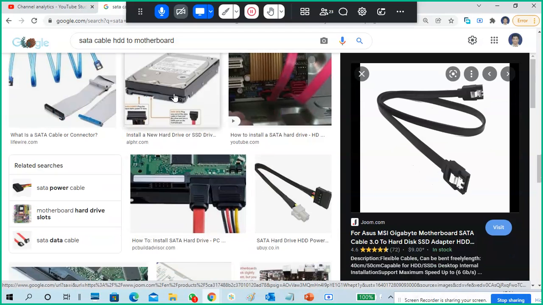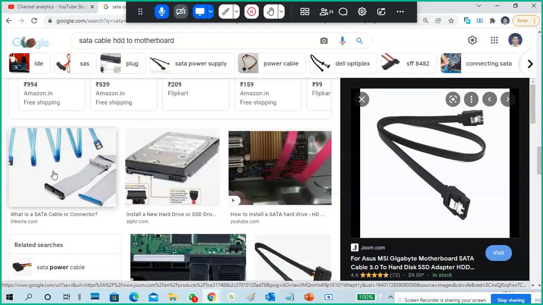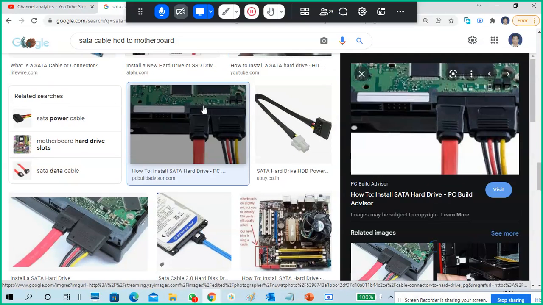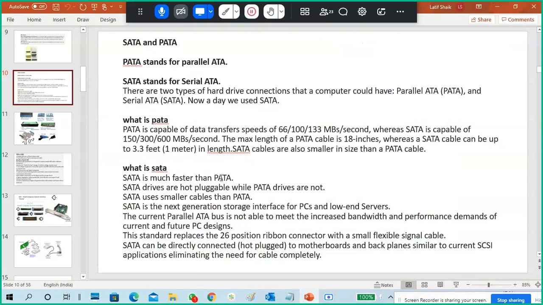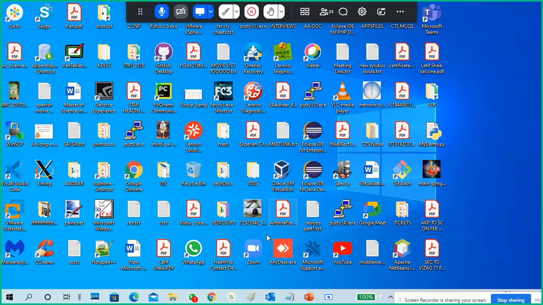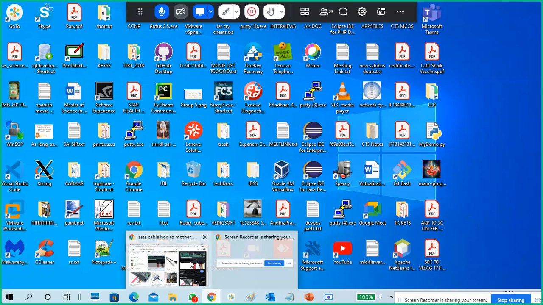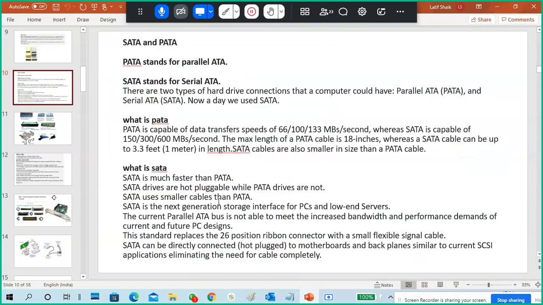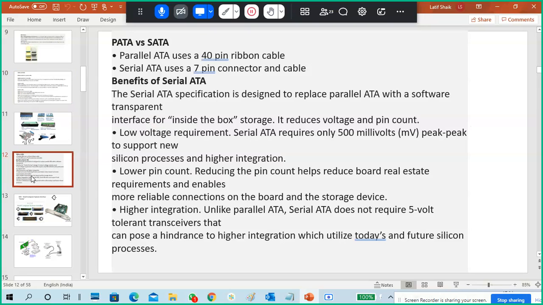So that is like, okay, this is the SATA cable. Both are hard disks, both have the same structure internally. Okay, the only difference is that SATA is faster than PATA, and some more extra features are there too. So you can go through that one.